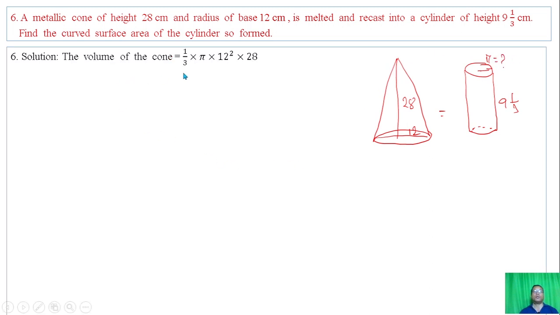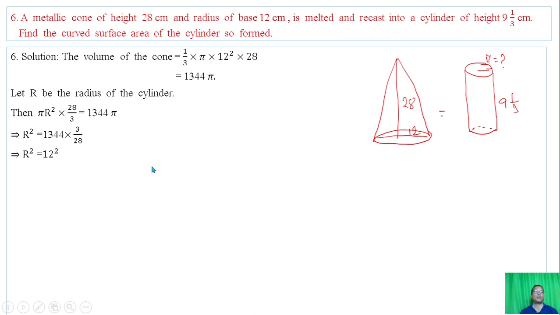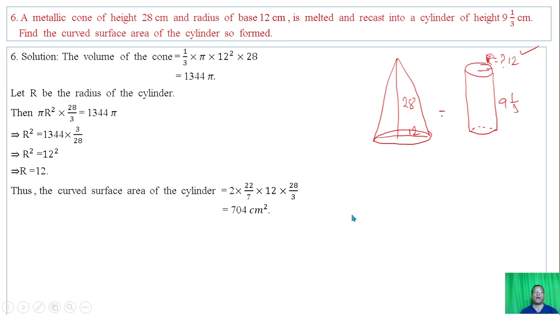The volume of the cone is 1 by 3 pi r square h. Let r be the radius of the cylinder. Then volume of the cylinder equals volume of the cone, from which we solve for capital R, that is 12. The radius of the cylinder is 12. Thus the curved surface area of the cylinder is twice pi r h. Simplify, we get 704 centimeter square.